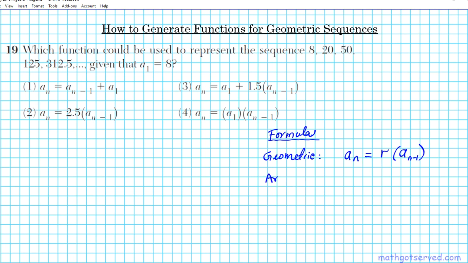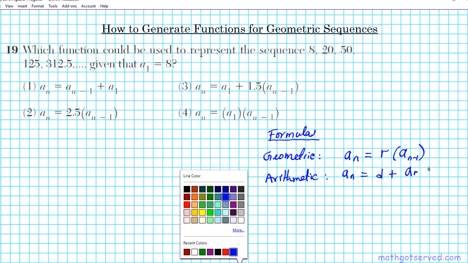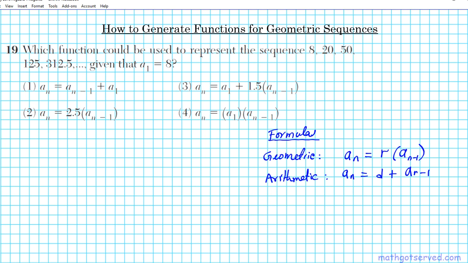Now how about an arithmetic function scenario? Arithmetic. So for arithmetic, a sub n is basically the common difference plus the term before. Alright, so you see the difference here? For geometric, you're multiplying by r, which is known as the common ratio. For arithmetic, you are adding d, which is known as the common difference. All right, so that's the difference here.